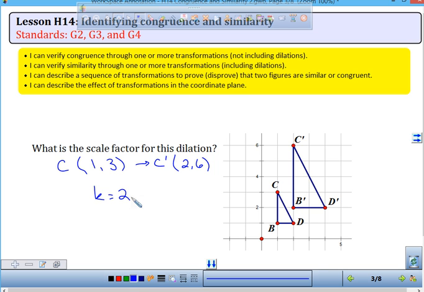So you can use the length of the sides, or you can just pick one point and go to the next point to see what they did as a scale factor. Any questions on finding scale factors? A lot of times, your best bet is to use length of sides because there's going to be more than one transformation that happens other than the dilation. Okay, so use length of sides more often.